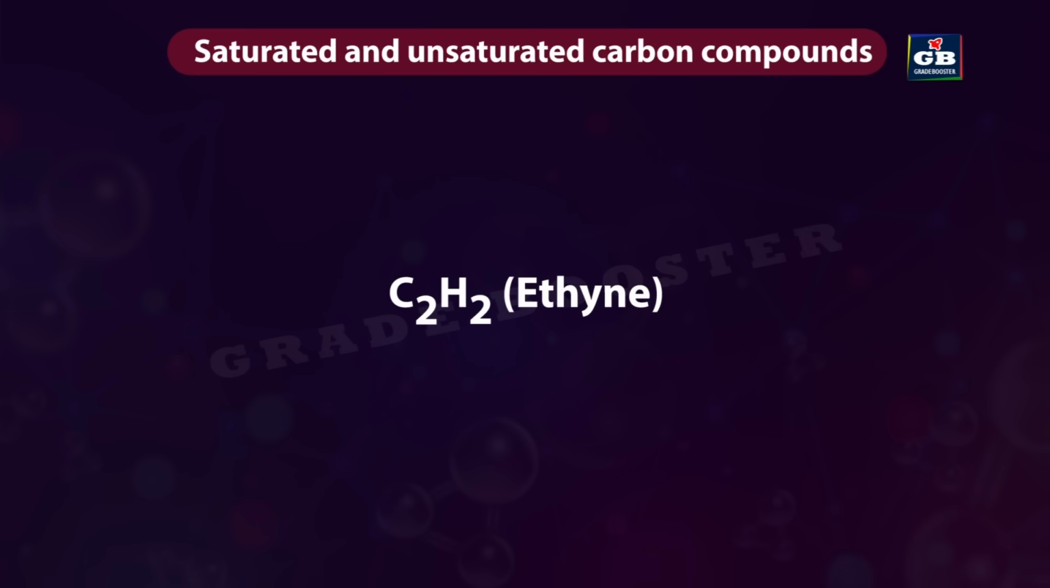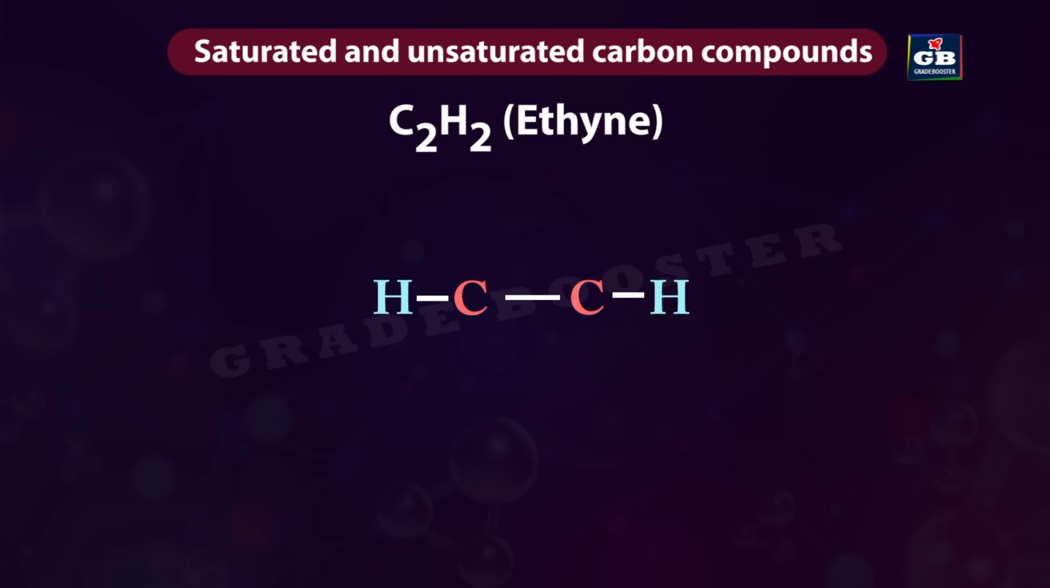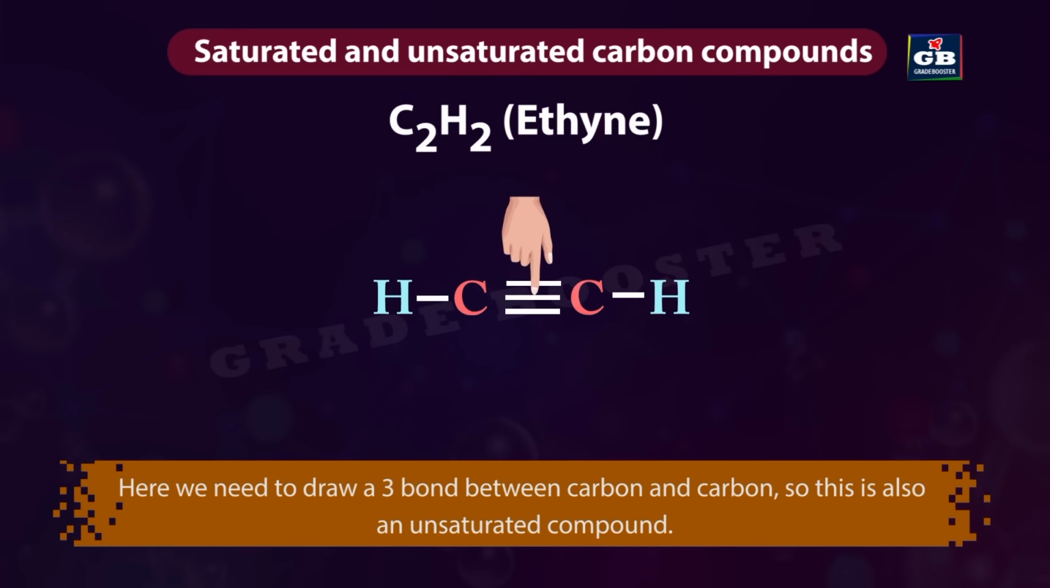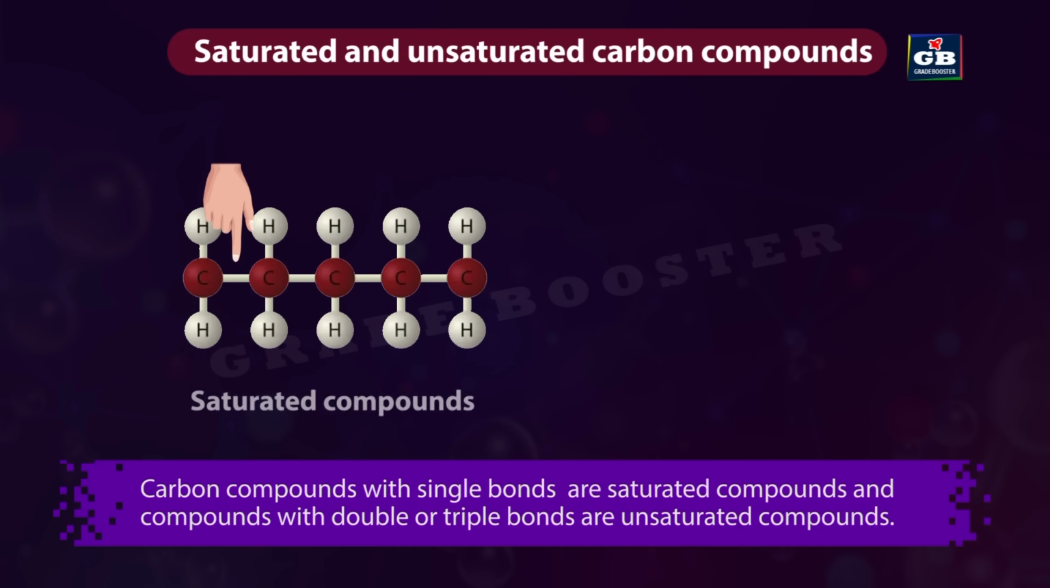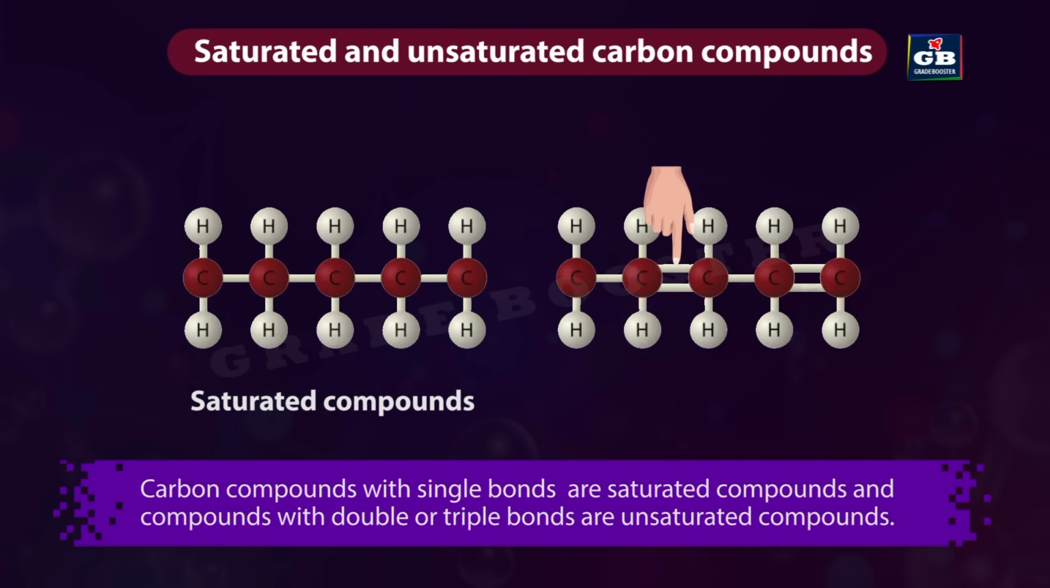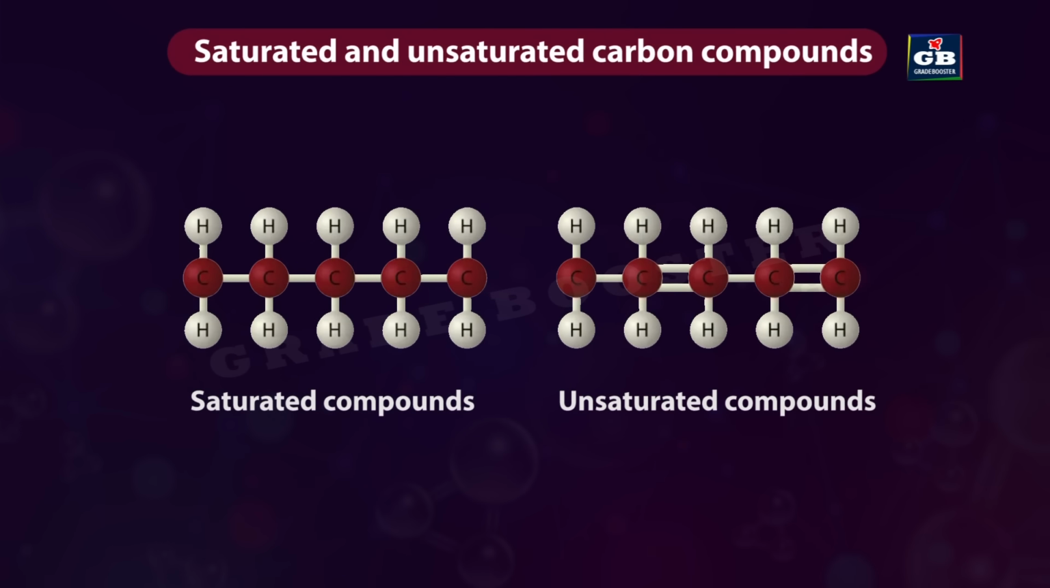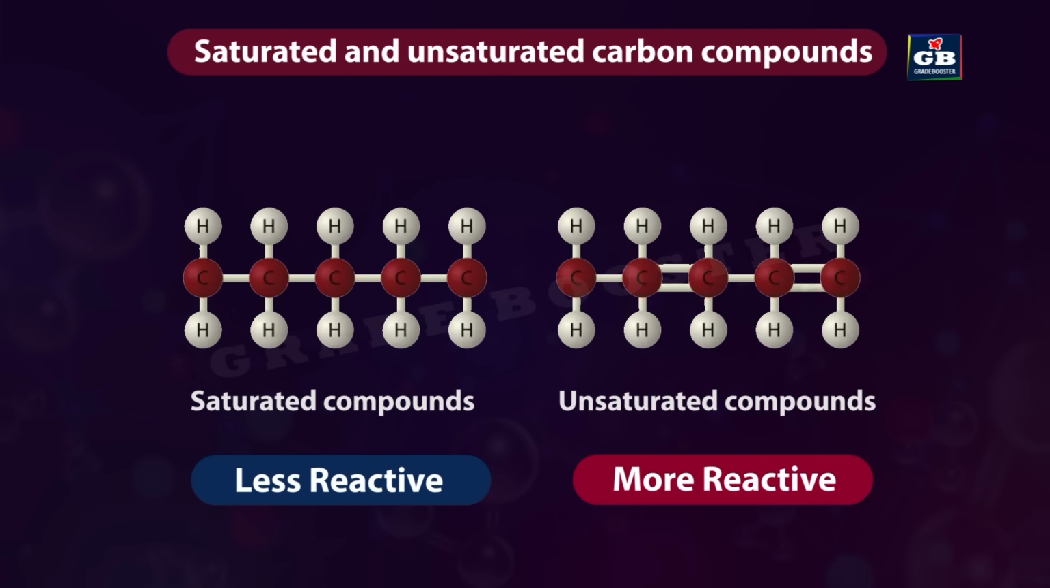In the same way, let us draw C2H2, ethyne. Here we need to draw 3 bonds between carbon and carbon. So this is also an unsaturated compound. Unsaturated compounds are more reactive than saturated compounds.